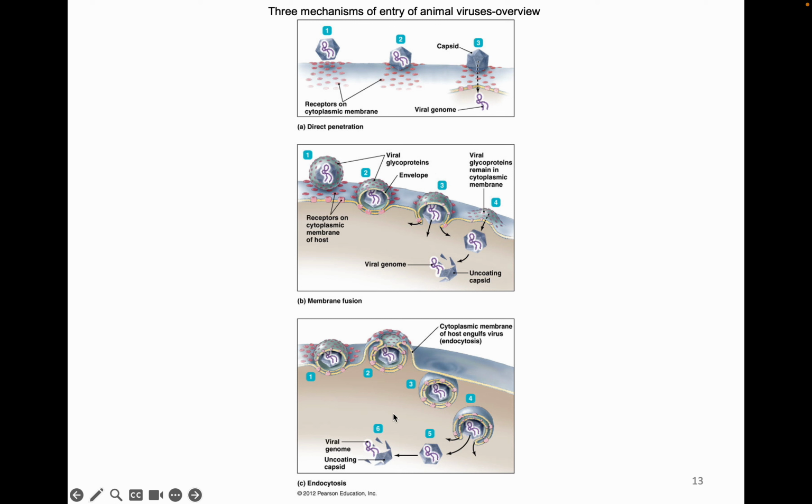All right, and then the last one is called endocytosis. We have our enveloped virus here. It's matching up with receptors on the host cytoplasmic membrane. And the cytoplasmic membrane of the host engulfs the virus. The whole thing, envelope and all, capsid and genome, makes it into the cell. Once inside the cell, the envelope and capsid open up to release the viral genome into the cell. So these are the 3 different mechanisms of viral entry into a host cell.